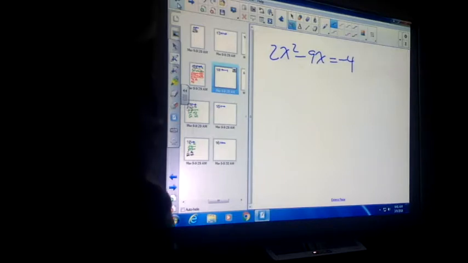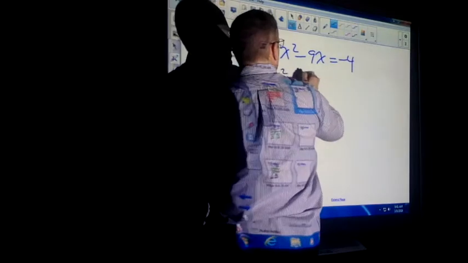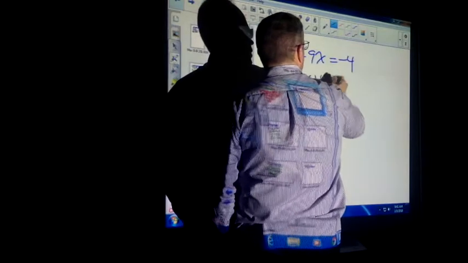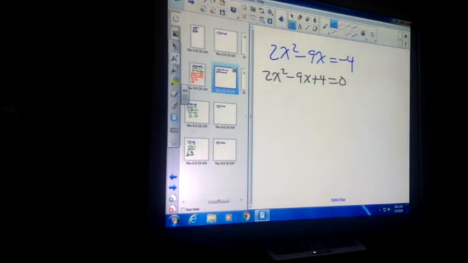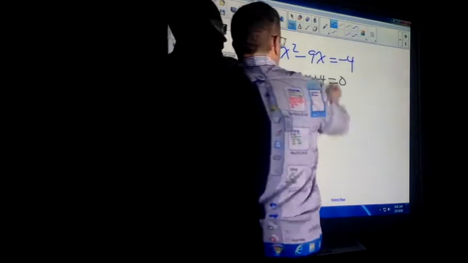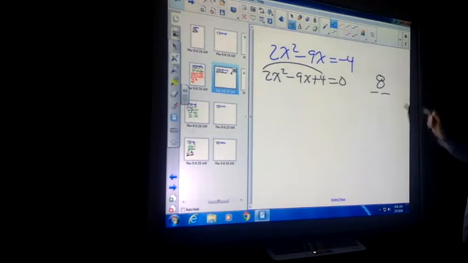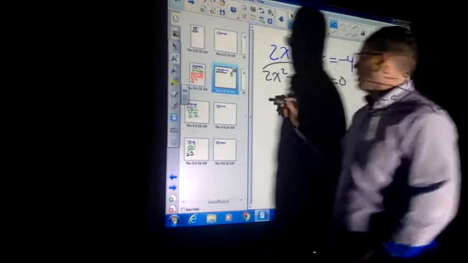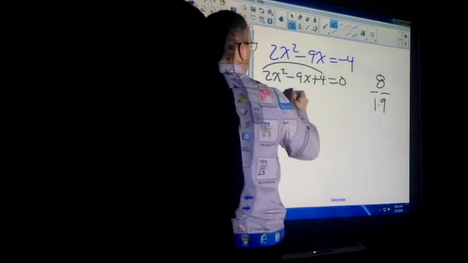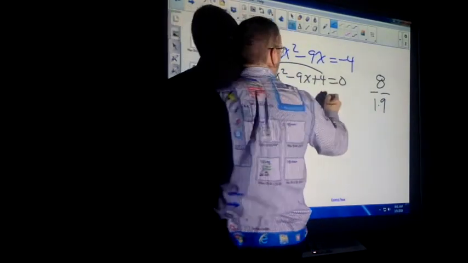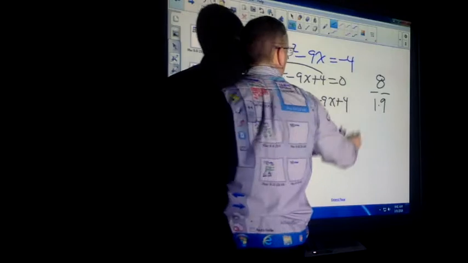What should I do? Yeah, add 4, so bring it over. So I get 2x squared minus 9x plus 4 is equal to 0, right? Is that right? Magic number looks like it's going to be positive 8. I know they both have to be negative. So 1 and 9 will be the factors at work. 2x squared minus 1x minus 9x plus 4.